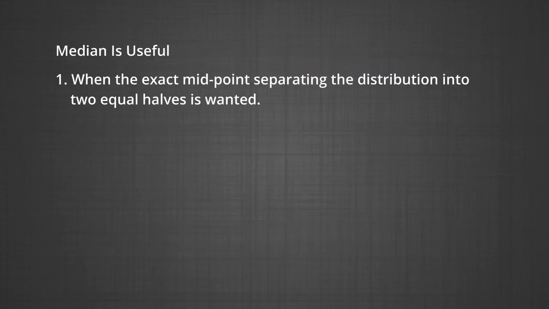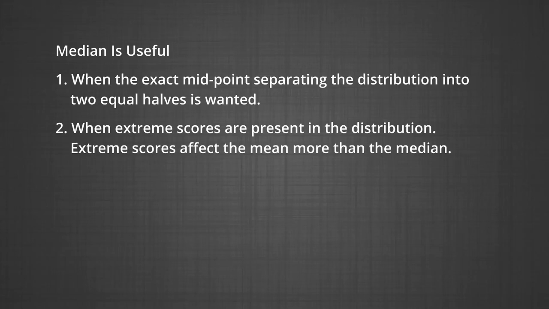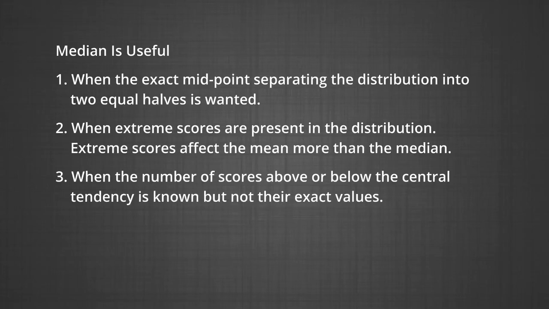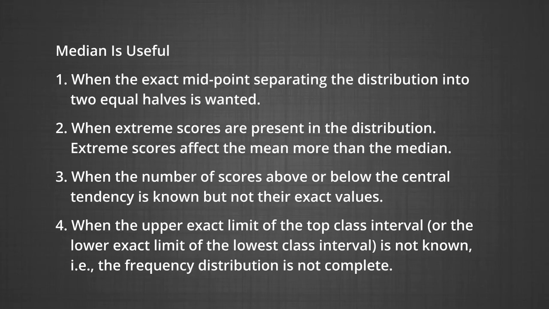The median is useful in the following situations: when the exact midpoint separating the distribution into two equal halves is wanted. Number two, when extreme scores are present in the distribution. Extreme scores affect the mean more than the median. Number three, when the number of scores above or below the central tendency is known, but not their exact values. Number four, when the upper exact limit of the top class interval or the lower exact limit of the lowest class interval is not known, that is, the frequency distribution is not complete.